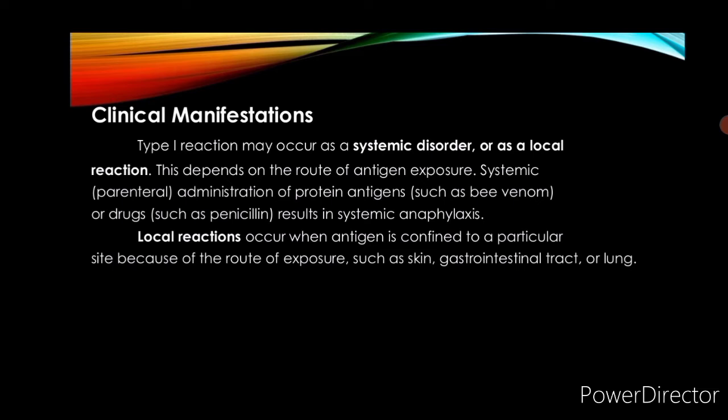Clinical manifestation of type 1 reaction may occur as a systemic disorder or as a local reaction. This depends on the route of antigen exposure. Systemic administration of protein antigens such as bee venom or drugs such as penicillin results in systemic anaphylaxis. Local reaction occurs when antigen is confined to a particular site because of the route of exposure, such as skin, gastrointestinal tract, or lung.